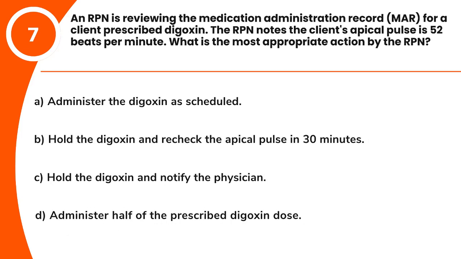Question 7. An RPN is reviewing the medication administration record, MAR, for a client prescribed digoxin. The RPN notes the client's apical pulse is 52 beats per minute. What is the most appropriate action by the RPN? A. Administer the digoxin as scheduled. B. Hold the digoxin and recheck the apical pulse in 30 minutes. C. Hold the digoxin and notify the physician. D. Administer half of the prescribed digoxin dose.